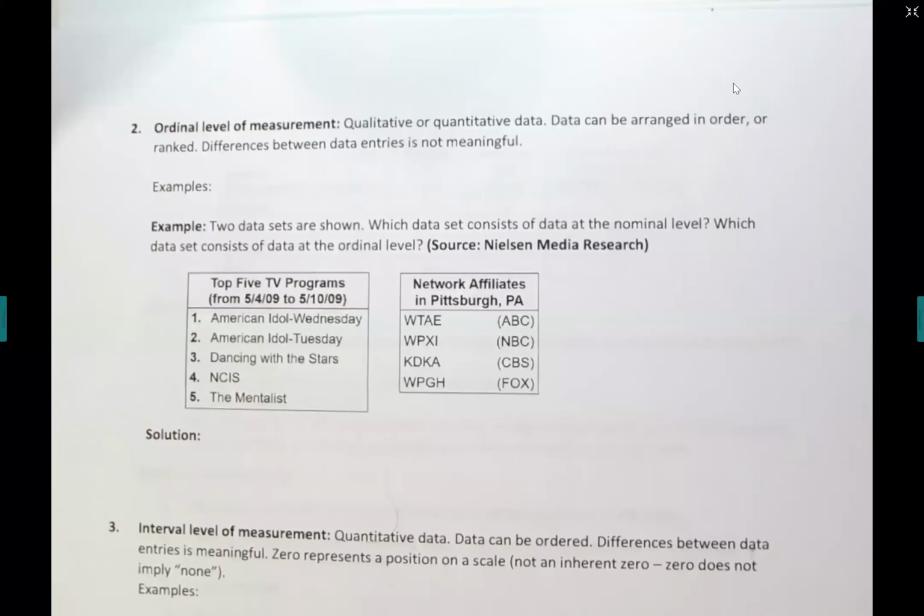Ordinal level of measurements. It is qualitative or quantitative data. Data can be arranged in order. There you go. You can arrange data in order or rank it. But the difference between 2 entries at the ordinal level has no meaning. So can you guys give me an example of qualitative data where we can rank them, put them in order? What can you think of?